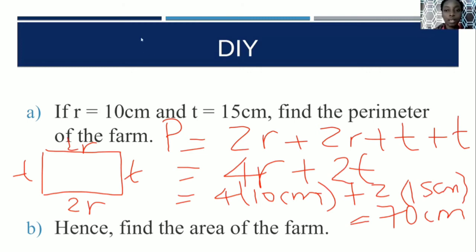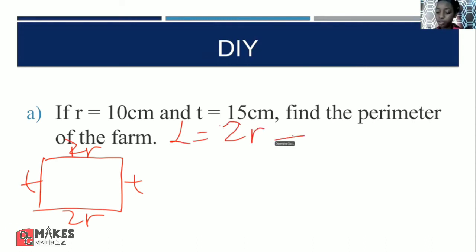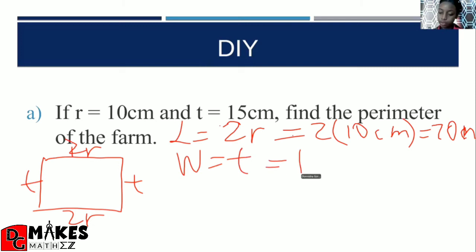And there's also another way that we could do this. What you could do, which is what some persons did, was to just find out what 2r is. So they were like, the length is equal to 2r, which is equal to 2 times 10 centimeters, which is equal to 20 centimeters, right? And then the width would be t, which is equal to 15 centimeters. And then it would give us the same answer as we had earlier.